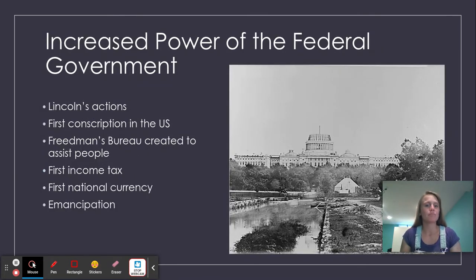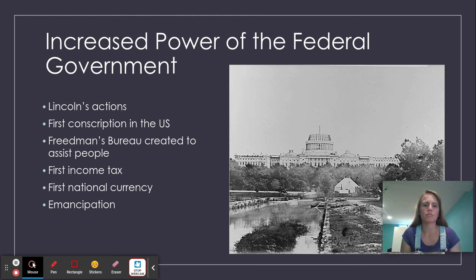Then there's the increased power of the federal government. This is a big one because one could argue that the federal government increased in power more than in any other time period in our history because of the Civil War. So conscription happened, which is the draft. The United States forced men to fight for their country, and that's the conscription. That had never been done before. There was the first income tax that forced people to give up some of the money they earned as a tax to pay for the war.